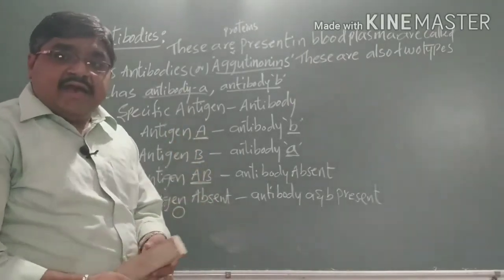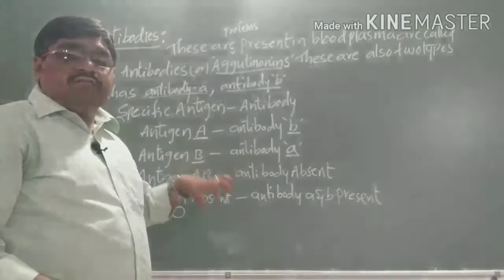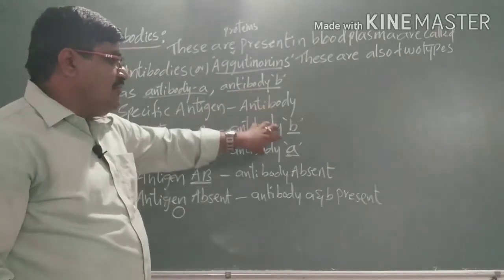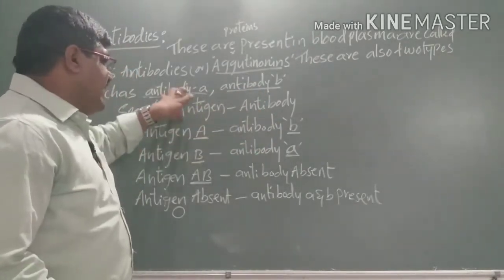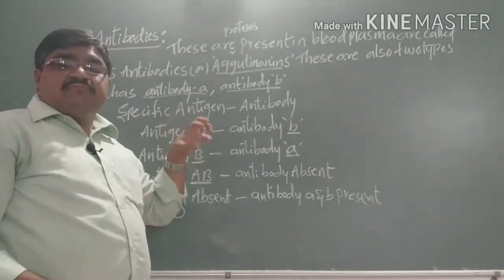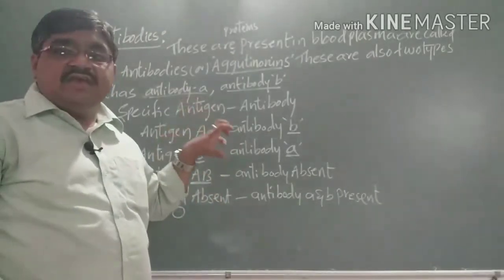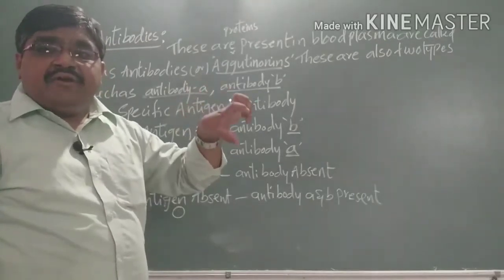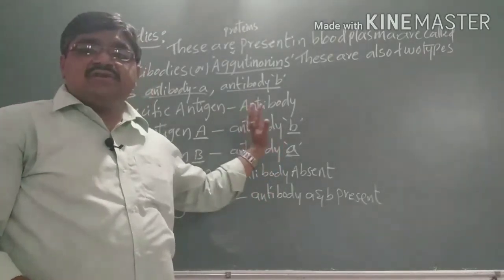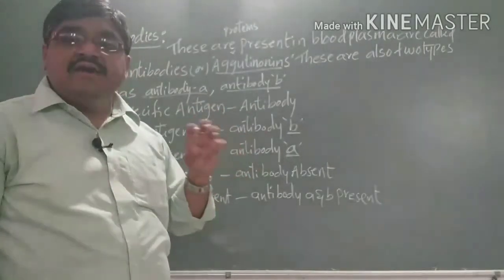These are not helpful for the identification of a blood group. In the plasma of the blood, antibody A and antibody B are present, along with the specific antigen A and antigen B. The same type of antigen and antibody are not present together, they are present differently. That means if antigen A is present, then antibody B is present. So these antibodies are not helpful for the identification of a blood group, but the antigens are helpful for the identification of blood groups.